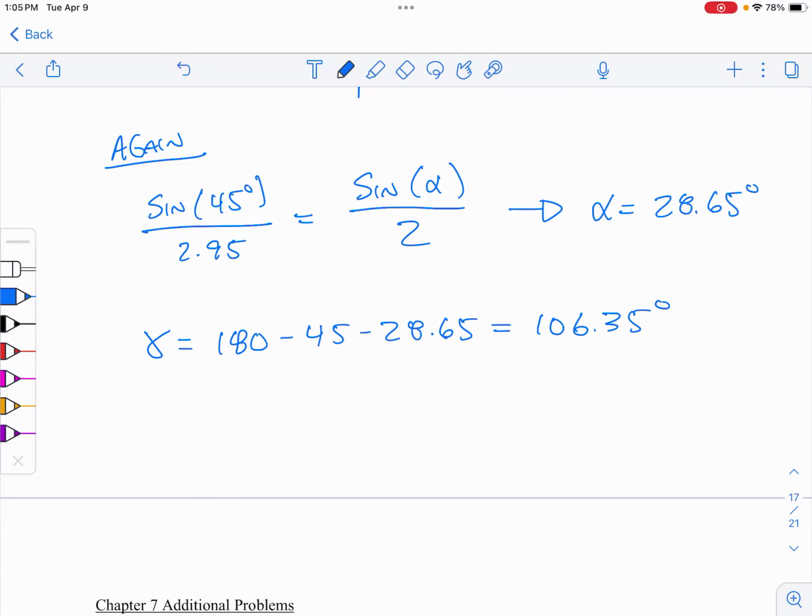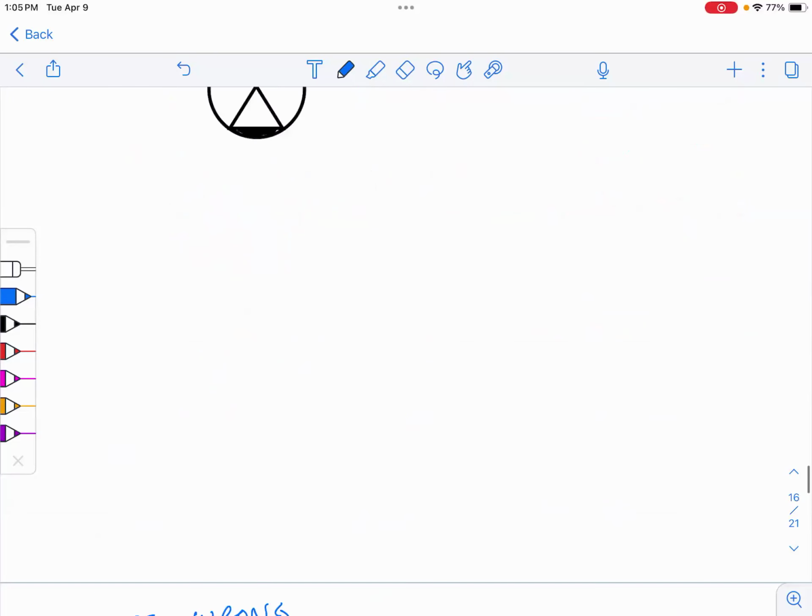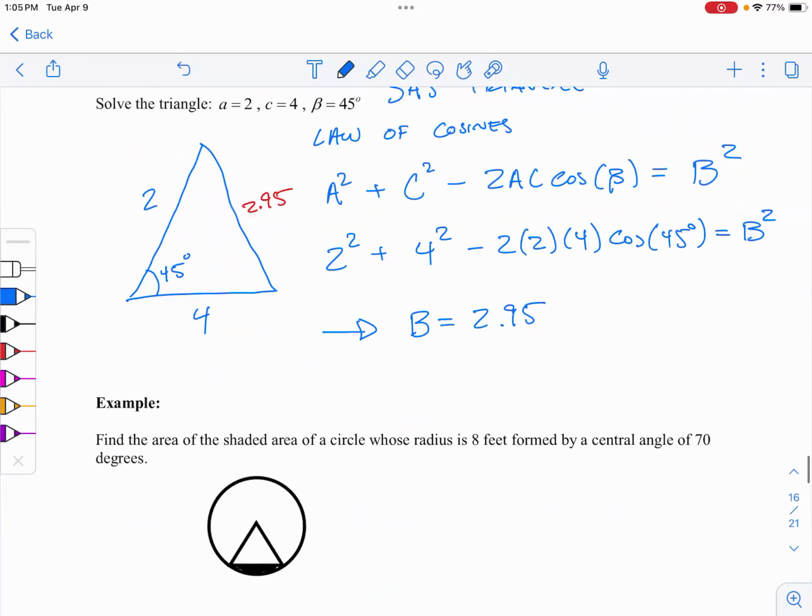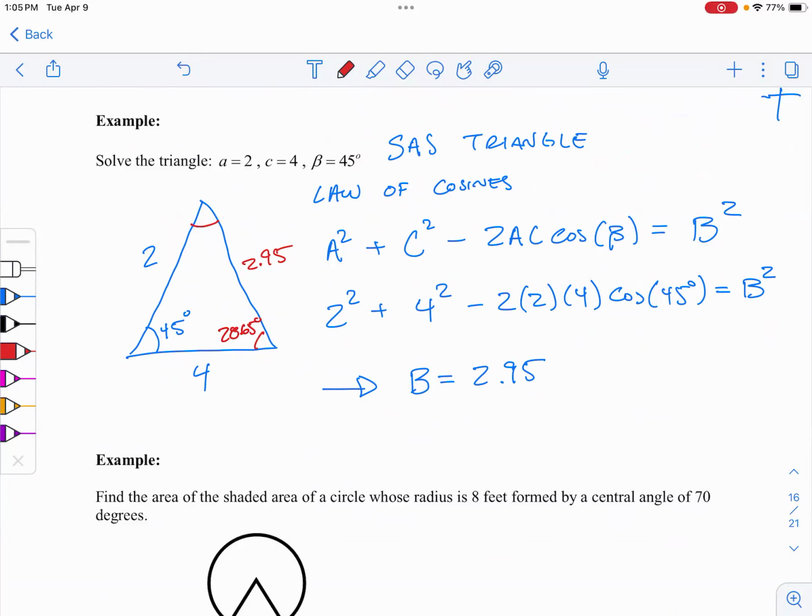And when I plug those values back in, so now back to our triangle. So the alpha side is this one, which we got 28.65 degrees. And this one was 106.35. How did we do now? And this lines up. All right, small, medium, big.